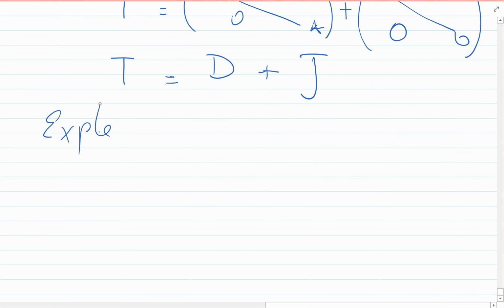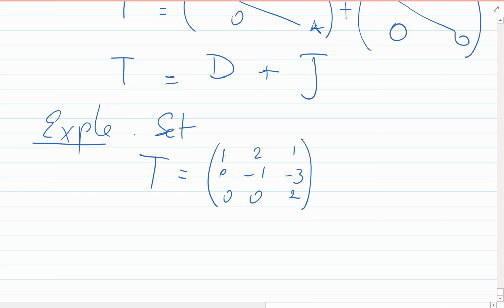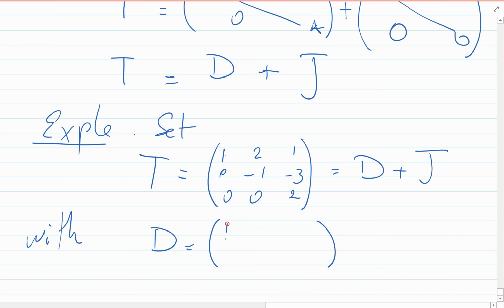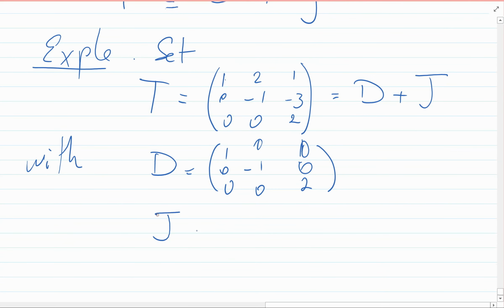Let me give it to you as an example first, and you will understand. Let's start with T. Set T equal to the matrix with rows 1, 0, 0; 2, minus 1, 0; and 1, minus 3, 2. What are D and T? Easy. D is the elements of the diagonal. So T is equal to D plus J, with D equal to 1, 0, 0; 0, minus 1, 0; and 0, 0, 2. And J is equal to 0, 0, 0; 2, 0, 0; and 1, minus 3, 0.